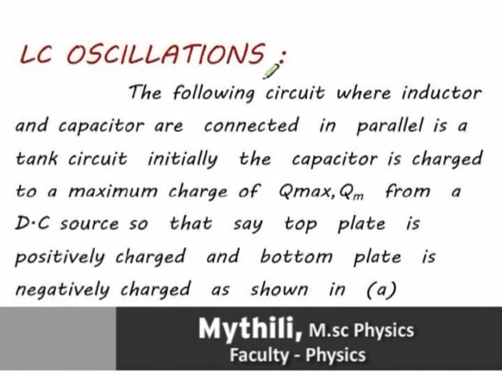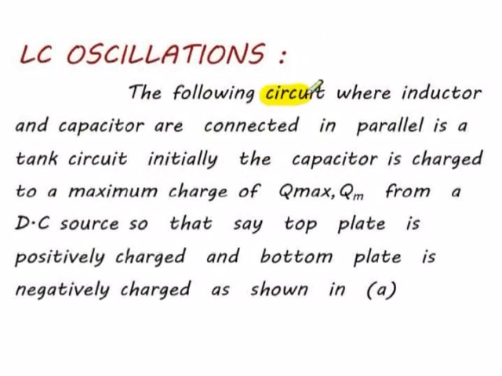LC oscillations. The following circuit, where inductor and capacitor are connected in parallel, is a tank circuit. Initially, the capacitor is charged to a maximum of Qmax, or Qm, from a DC source, so that, say, the top plate is positively charged and the bottom plate is negatively charged, as shown in figure A.